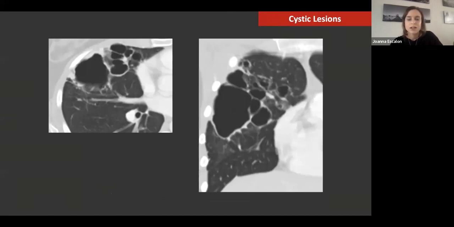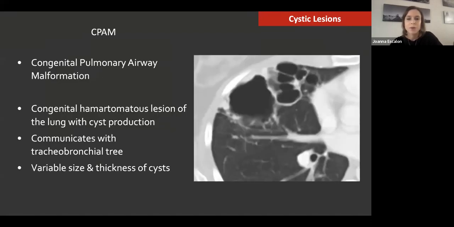Here's another cystic lesion. This one a bit different, right? Multiloculated, multicystic lesion. I'll give you a clue. Try to think of kids when you're looking at this lesion, even though it's in an adult. It's very focal. This is actually congenital pulmonary airway malformation. So that's a congenital hamartomatous lesion of the lung with cyst production. It communicates with the tracheobronchial tree, and what we see on imaging is pretty variable size and thickness of cysts, and usually focal in one spot.